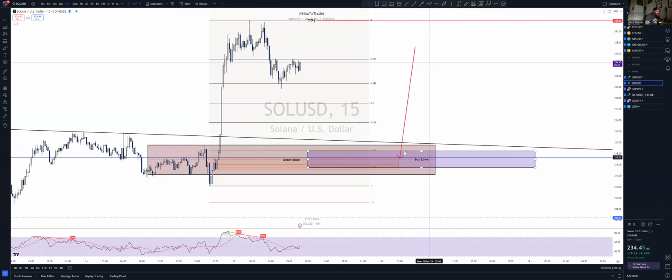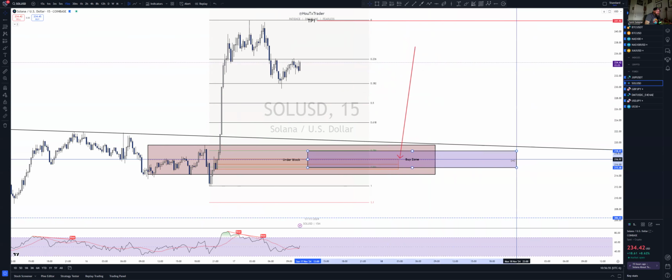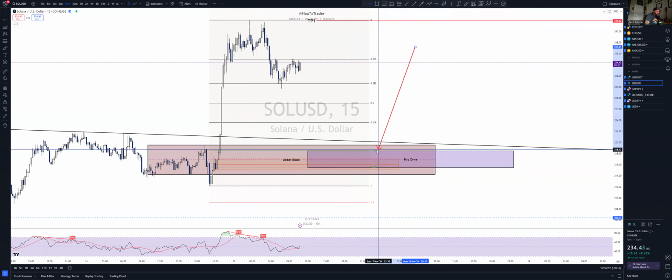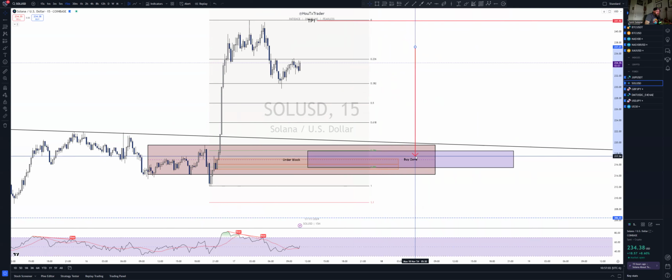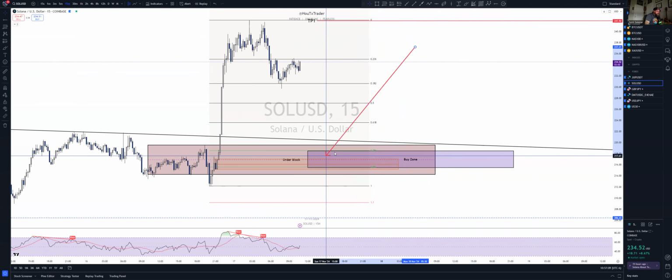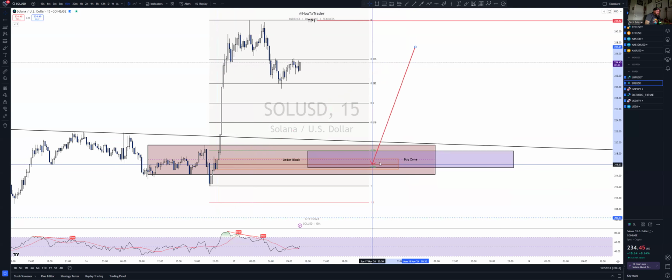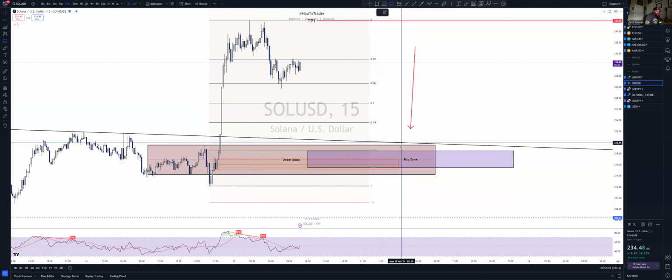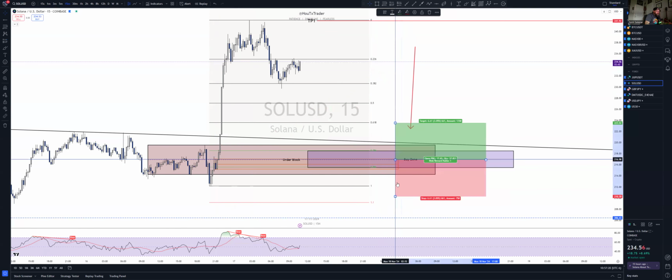Also, as you guys know, I like to mark off the 78.6 and 88.6 Fibonaccis. That's my buy zone, right? Half of the buy zone, you can see just visually, is right there as well. So now we have half of the order block, the top of the sell candle, and half of my buy zone. So automatically I'm thinking, man, it would be nice if we bought right there.